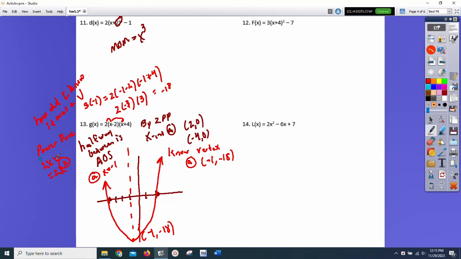So, anyways, need domain and range. Domain, it's a parabola, -infinity to infinity. Range, the low y value is -18. The high y value is infinity. And that's 13. I'm going to go ahead and do 14 for you.